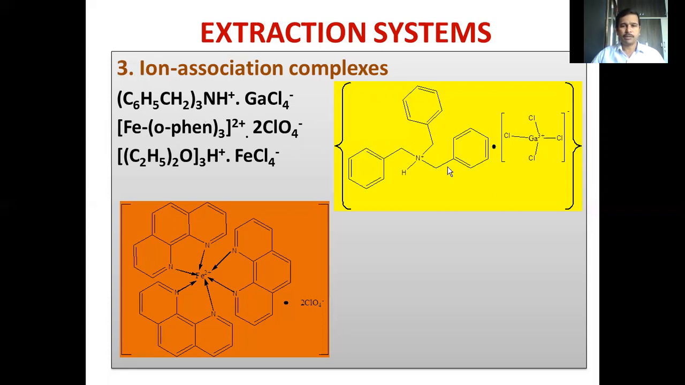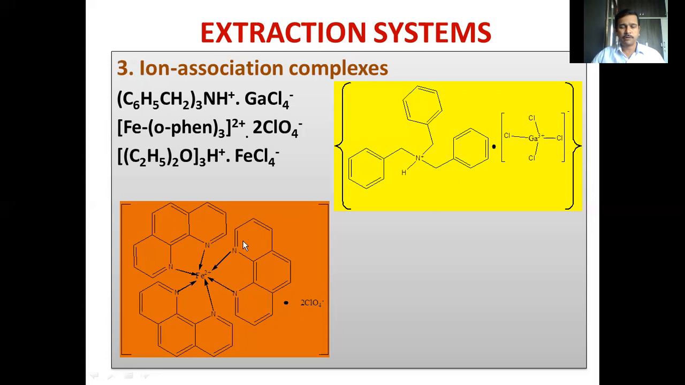You can even take the example that I have presented here: trisbenzyl ammonium gallium tetrachloride. This is also an ion association complex. Here, the trisbenzyl ammonium ion is the positively charged species and tetrachlorogallium(III) is the negatively charged species. There is only one positive charge on nitrogen and only one negative charge on the tetrachlorogallate. So this plus charge has been neutralized by this minus charge, and an electrostatically neutral species has been obtained. This complex is called an ion association complex.